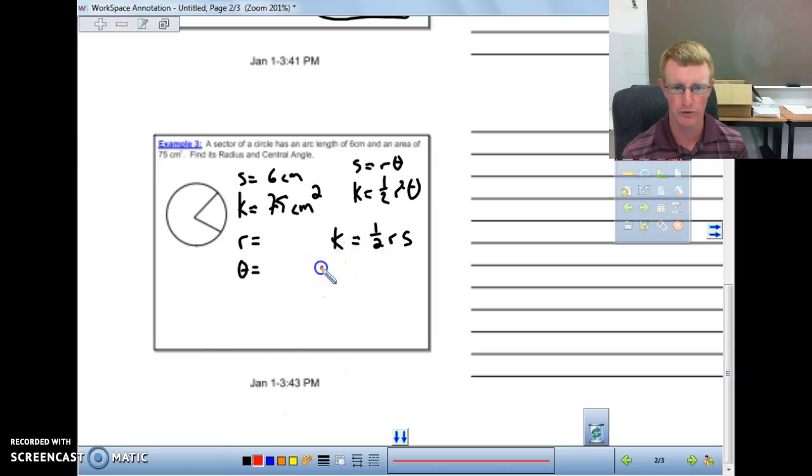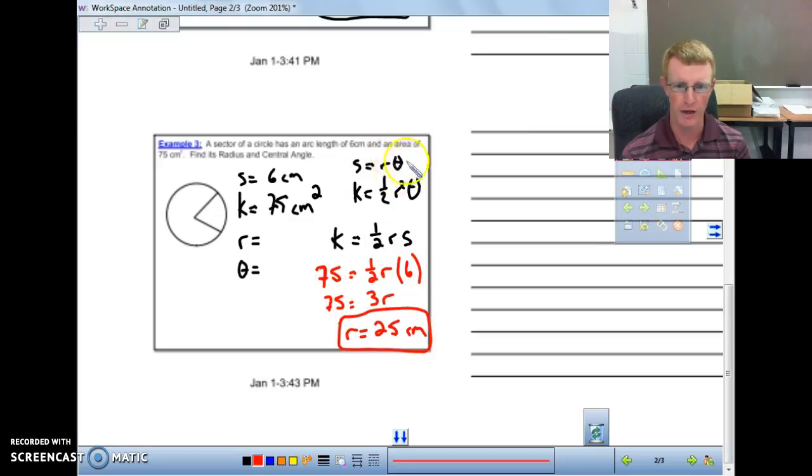So that means we can put 75 in for K, and we can put 6 in for S. So we end up with 75 equals 3R. So R, or radius, is going to be 25 centimeters. So we now have our radius.